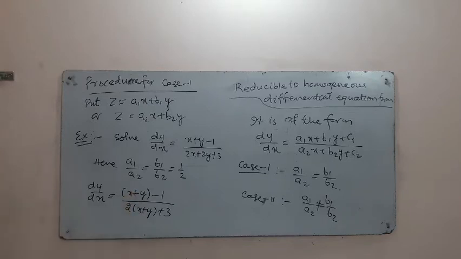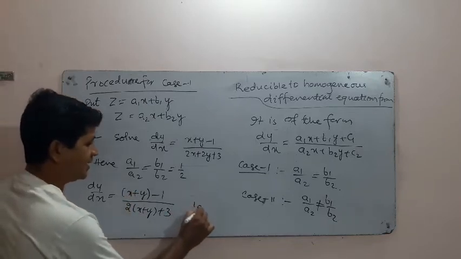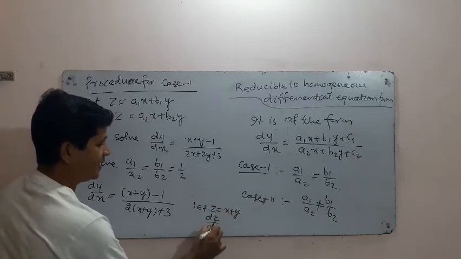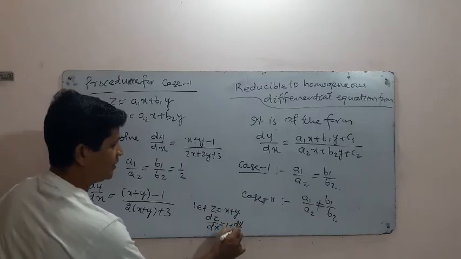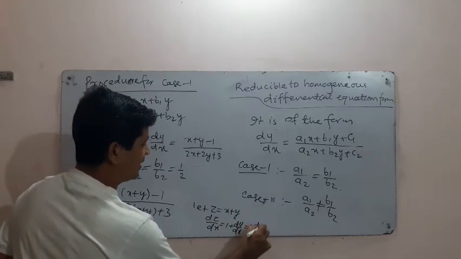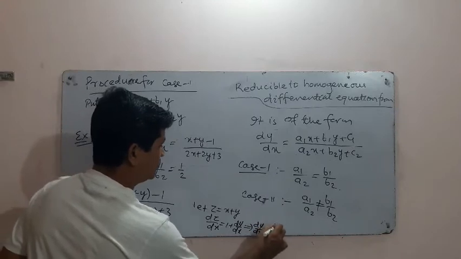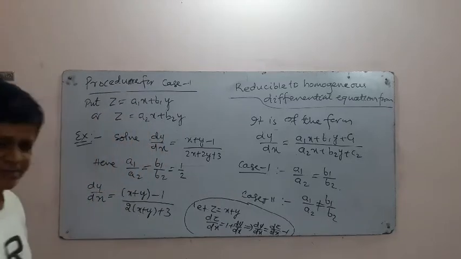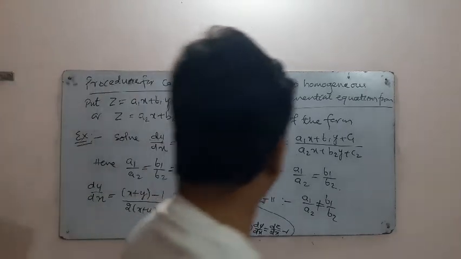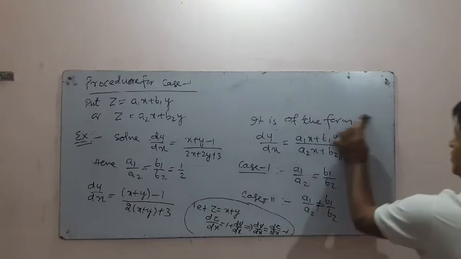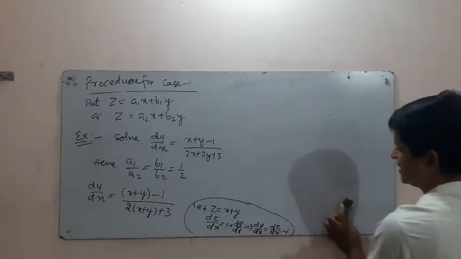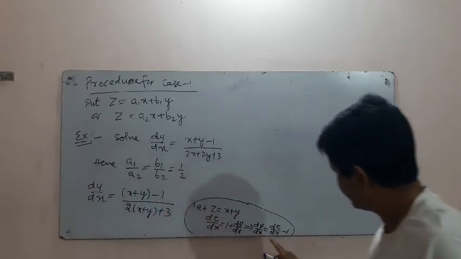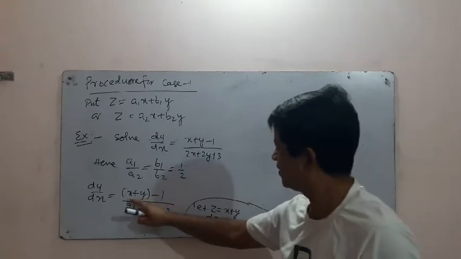x plus y will be taken as z. Let z is equal to x plus y, dz by dx equal to 1 plus dy by dx. Then what is dy by dx? dy by dx is equal to dz by dx minus 1. This is the value of dy by dx. So we substitute dy by dx as dz by dx minus 1, and for x plus y we write z.